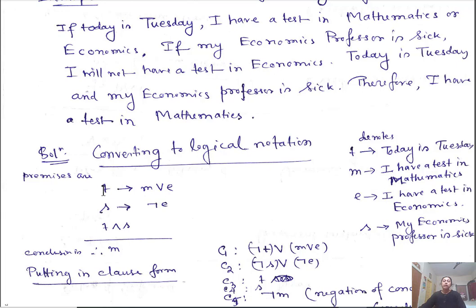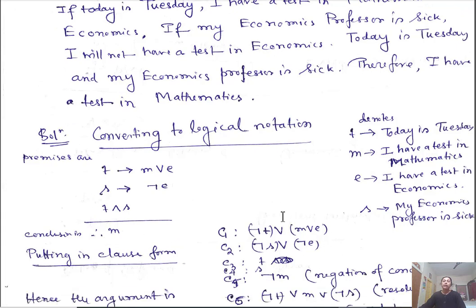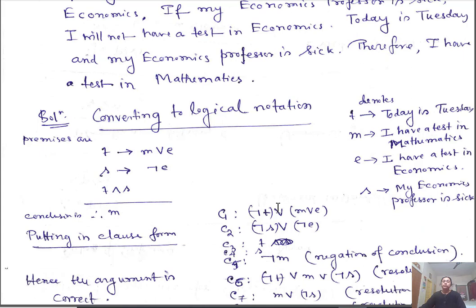So all the premises, along with the conclusion, you have to write in disjunction form, and you apply the resolution principle. Otherwise, if the method is not specified, you can also use simplification, the rules of inference, that also you can use.